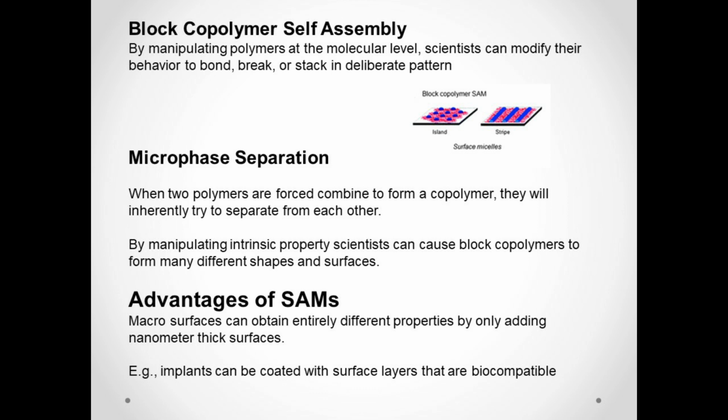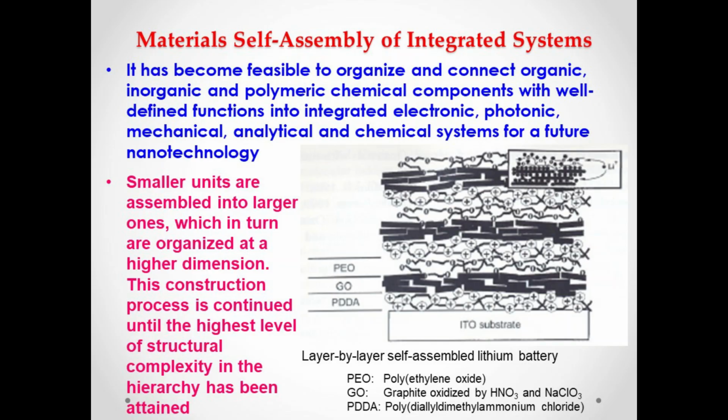Another one is using microphase separation. When two polymers are forced to combine to form a copolymer, they will inherently try to separate from each other. This is also one of the strategies that we can use. By manipulating intrinsic properties, scientists can cause block copolymers to form many different shapes and surfaces. This is one of the good examples.